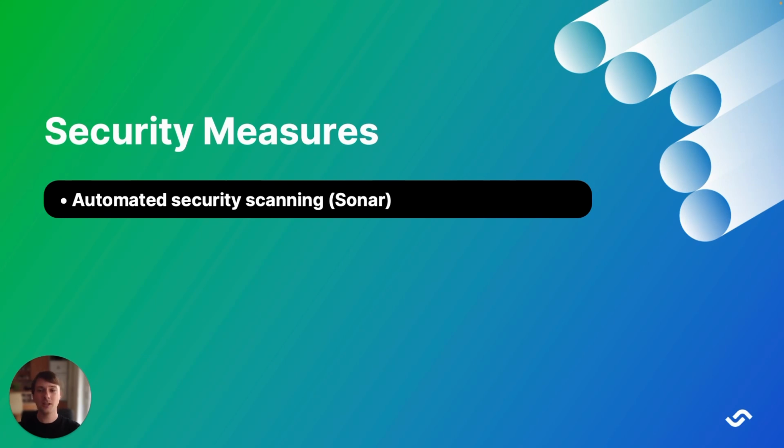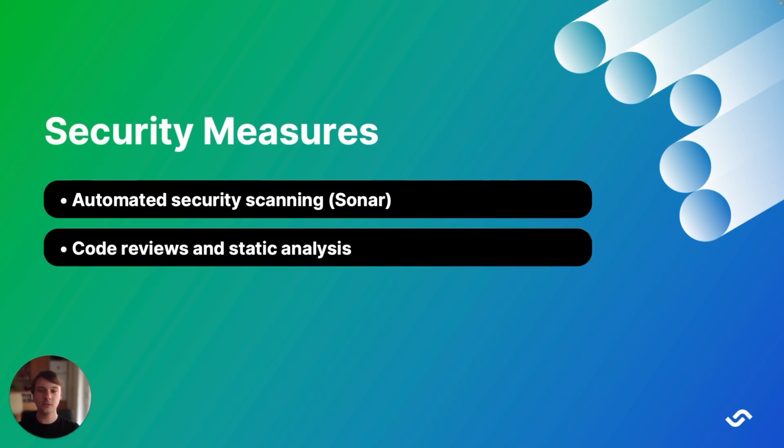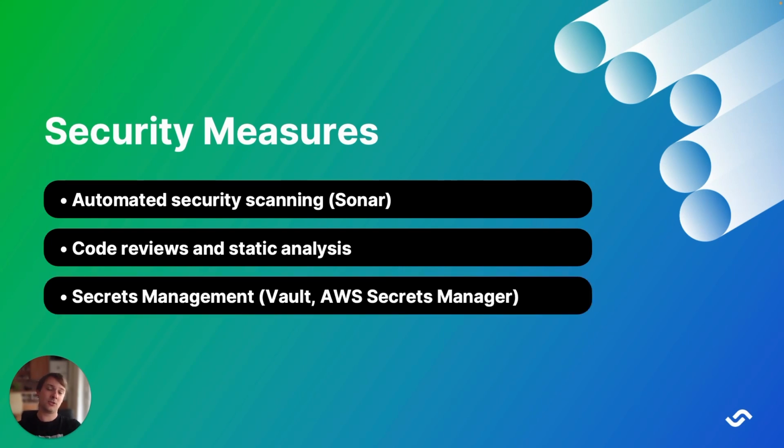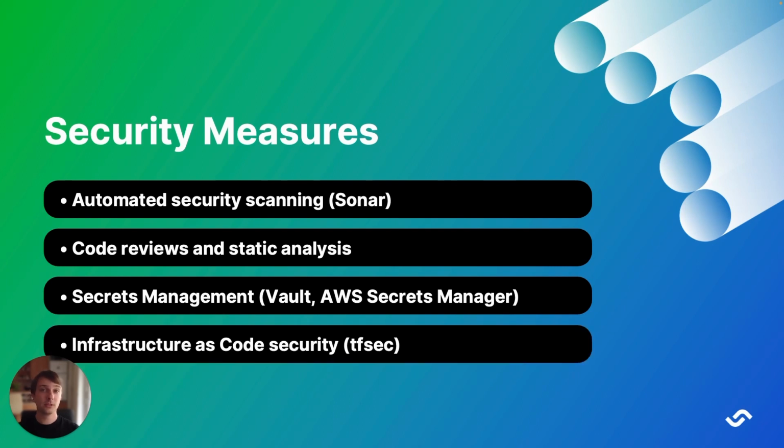So first is automated security scanning. You can use tools like Sonar for that. Then we have code reviews and static analysis. You need to really enforce code reviews because more eyes can give you better insights into any security threats that you might have inside your code. Then it's secrets management, right? So we need to use technologies like Vault or AWS Secrets Manager in order to store our secrets in a secure manner.